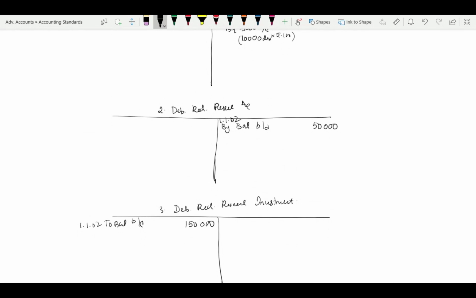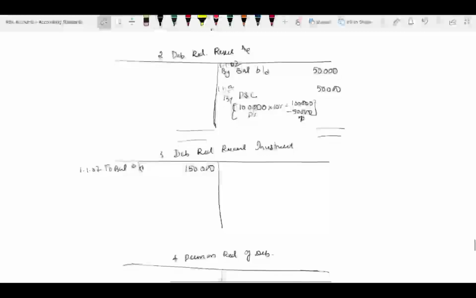Got it? So here, on the same day, at least before redemption, I am supposed to maintain this. By P&L, which is 10 lakh face value into 10% equals 1 lakh, minus 50,000 opening balance. So what I required was 50,000, which I am supposed to take from P&L. Correct.